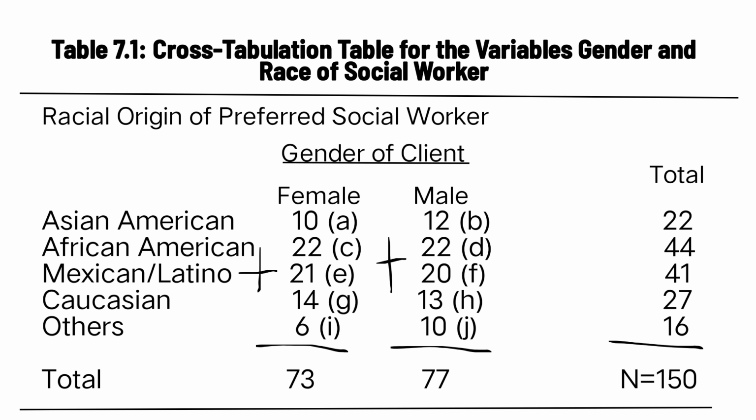Caucasian, the gender of client female was 14G, and the male was 13H, and the total was 27. Now the gender of client for others is 6I in the female, and the male was 10J. So the total is 16.